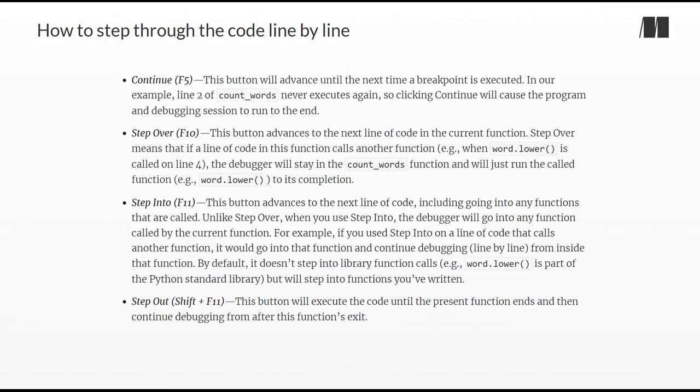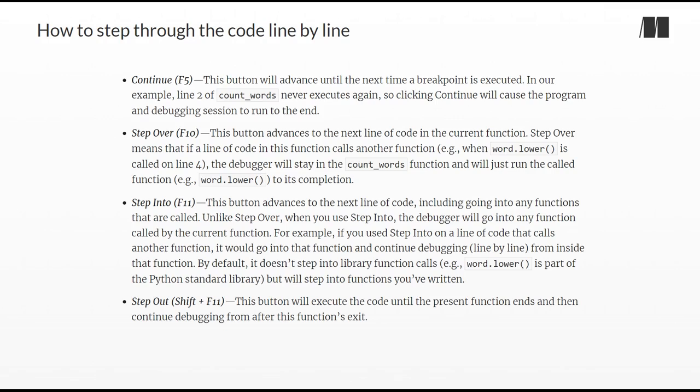Step into, F11. This button advances to the next line of code, including going into any functions that are called. Unlike step over, when you use step into, the debugger will go into any function called by the current function. For example, if you used step into on a line of code that calls another function, it would go into that function and continue debugging, line by line, from inside that function. By default, it doesn't step into library function calls. For example, word.lower is part of the Python standard library, but it will step into functions you've written.